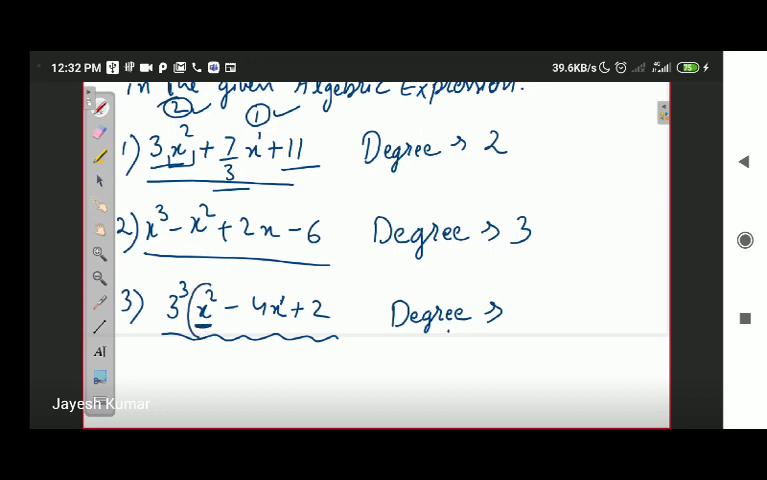We are not interested in the power of a constant. We are only interested in the highest power of the variable. So the highest power of the variable again here is 2. Okay.